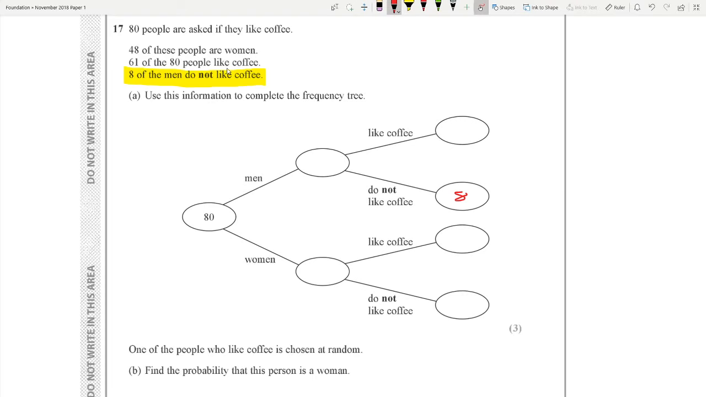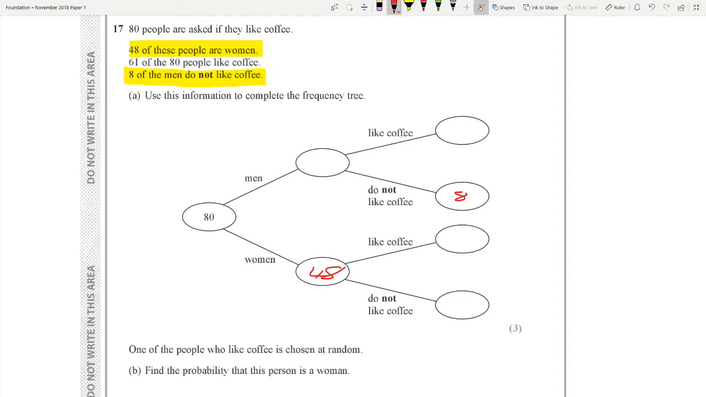61 of the 80 people like coffee. Let's look at this carefully. 48 of these people are women, sorry, I missed that one. So altogether, we can put this in: 48 are women. Okay, we've done that one. 61 of the 80 people like coffee. I'll give you a moment to have a look at that one.